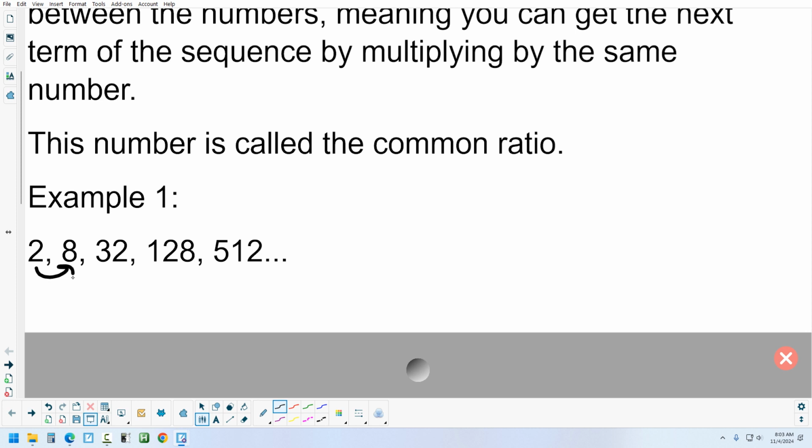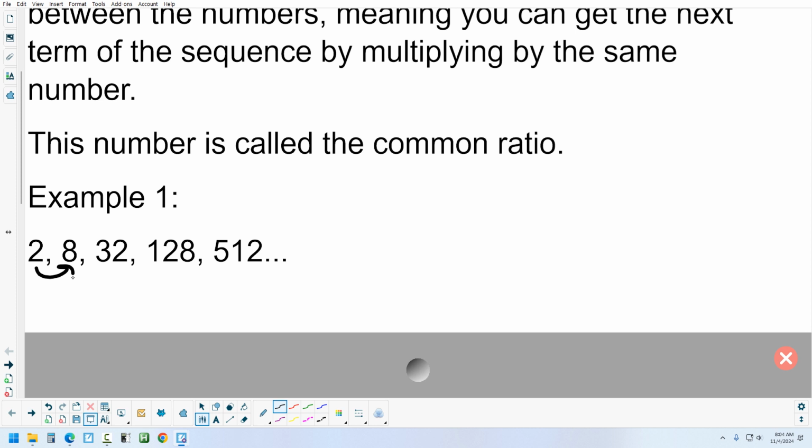Now, if that's all you had, let's just say you had the 2 and the 8, that wouldn't be enough information to figure out the kind of sequence it is. Because to get from 2 to 8, what could you add? 6. You could add 6, but then if we look at the next number, we can tell adding 6 again doesn't get me to 32. So in order to see a pattern, you really need to have at least 3 or 4, even 5 numbers to be able to look at it.